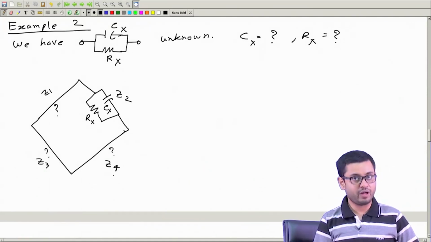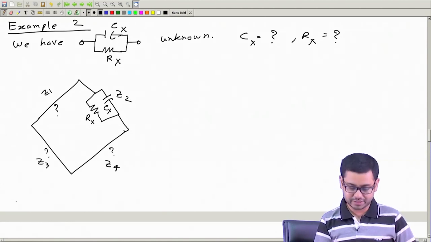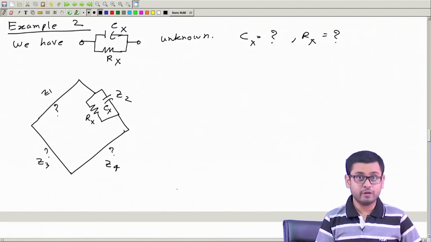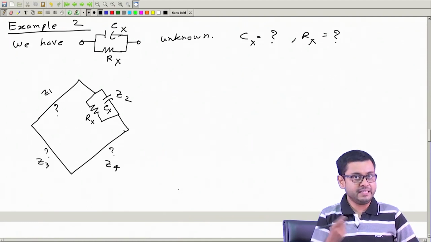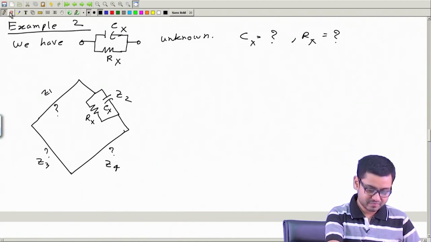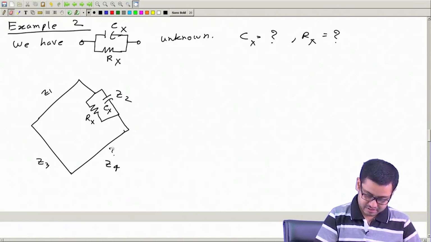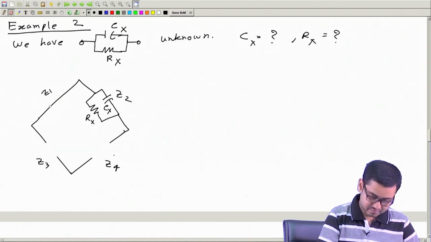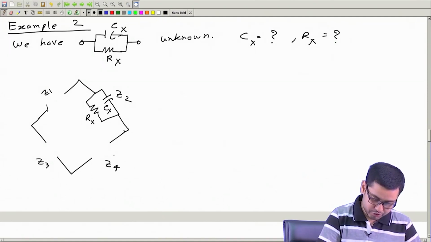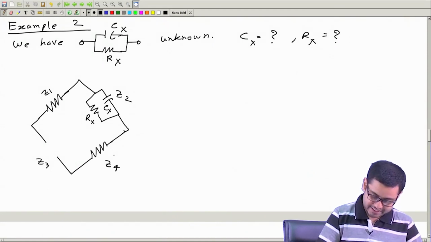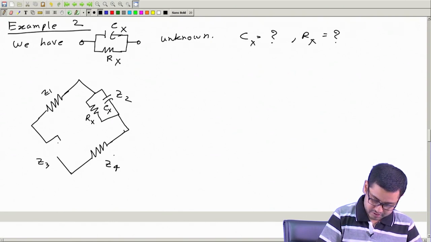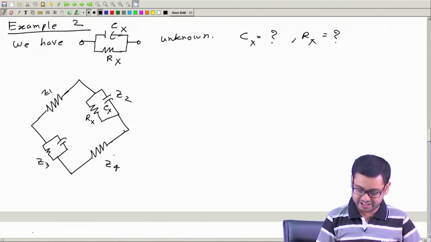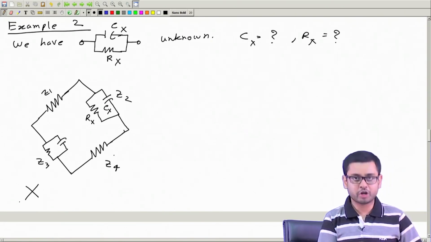Now we will do it once again in a way which is easiest and which is balanceable. That is also important. We have seen some bridges are not balanceable. For example, if we do it like this, say we put two resistances and here we put an RC parallel combination, this is not balanceable.